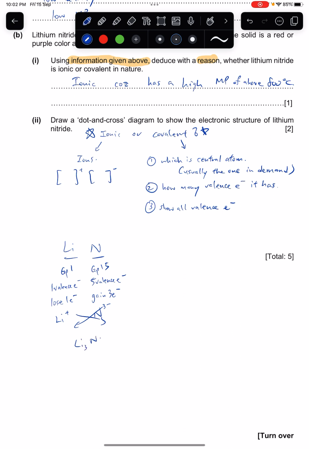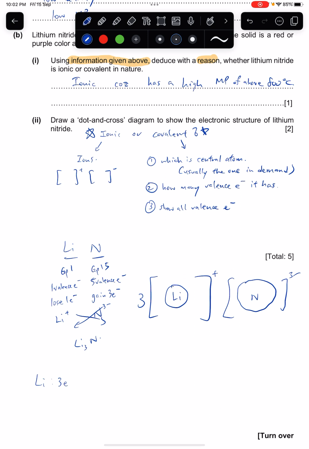Cross method, Li3N. Okay, so let's have the brackets. 3 of the Li+, and I have my N3-. So Li itself has 3 electrons, so it's 2, 1. Li+ means you lose the 1, so it's 2. Okay, so let's have 2 electrons here.